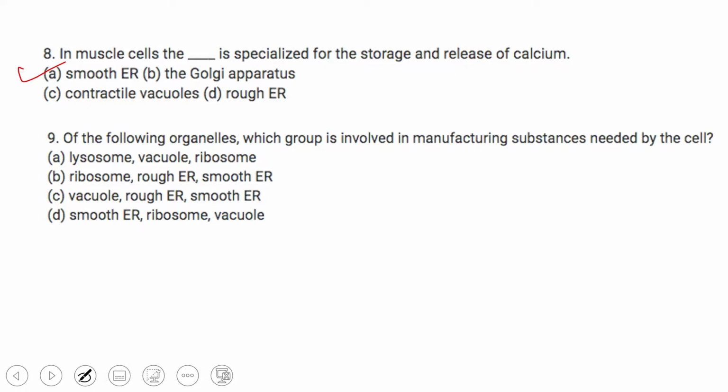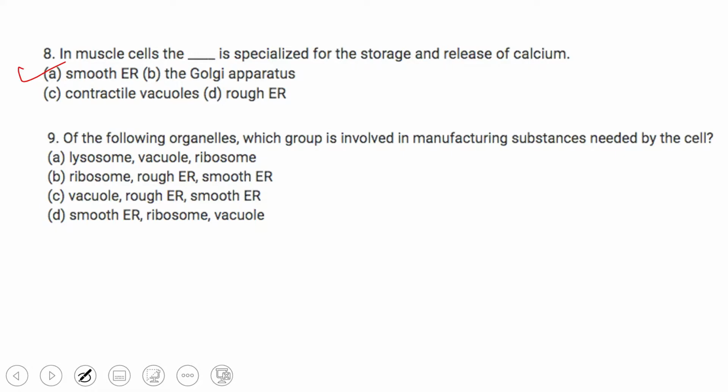The next question. Of the following organelles, which group is involved in manufacturing substances needed by the cell? Which group is involved in manufacturing of substances? So the first is lysosome, vacuole and ribosome. This is a tricky question. Even if you get one organelle wrong, you will get the entire question wrong. So think about the functions of each organelle mentioned in the group.